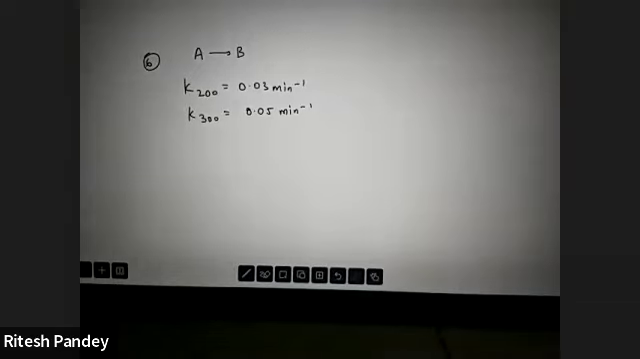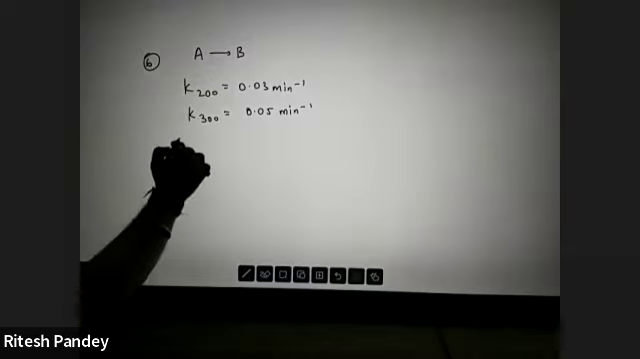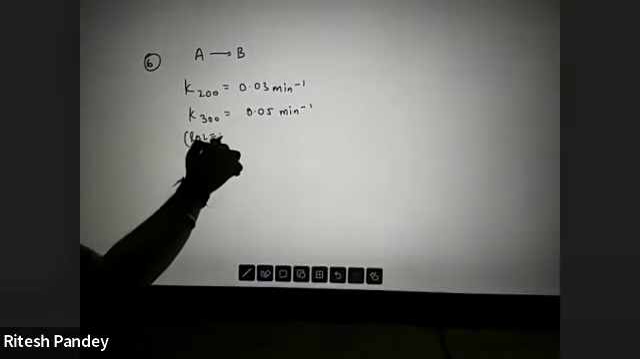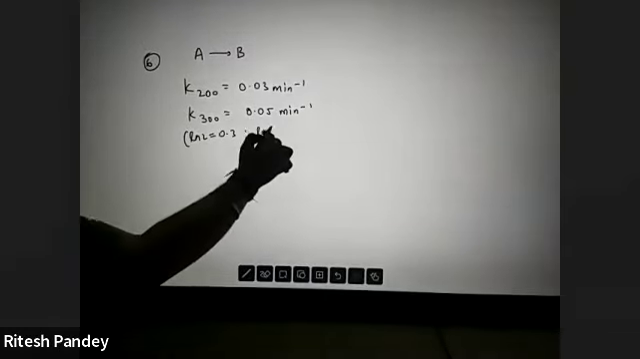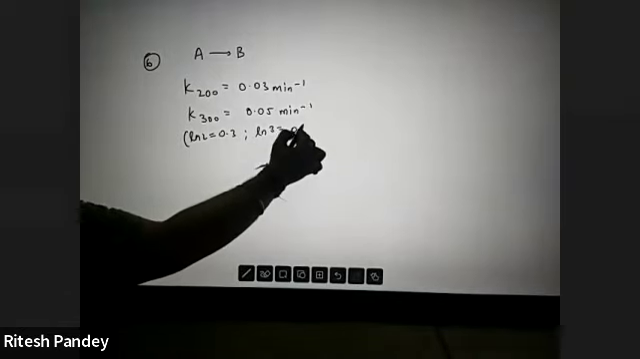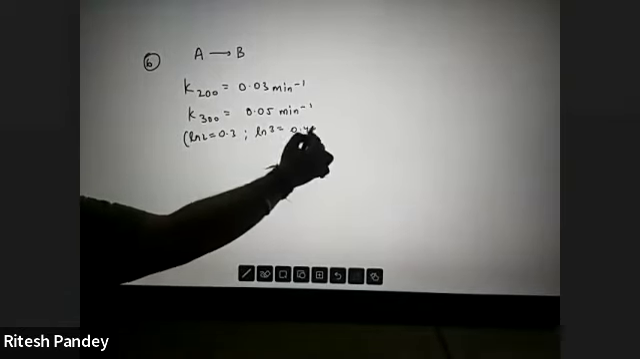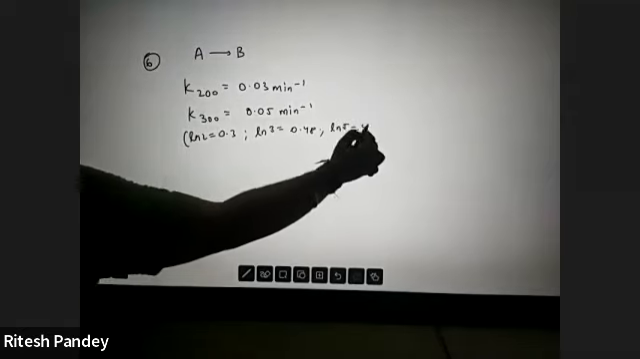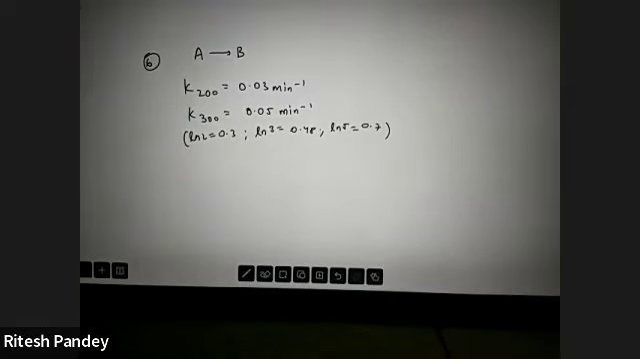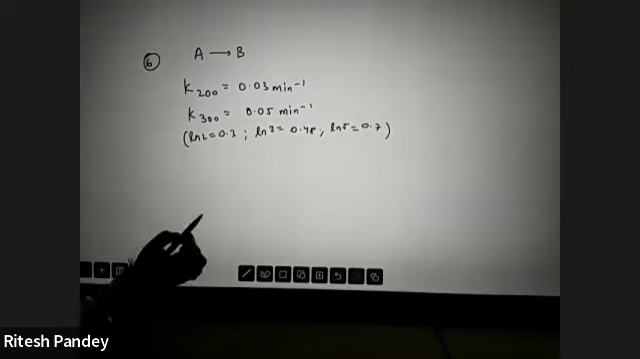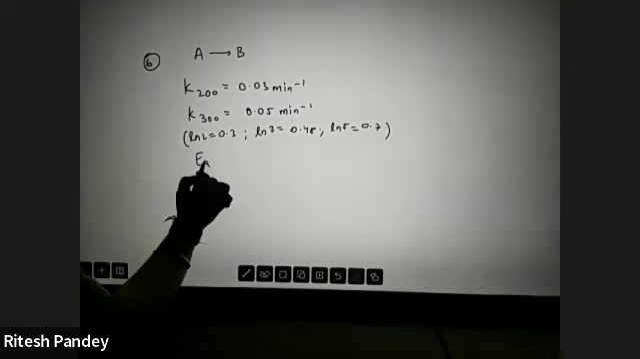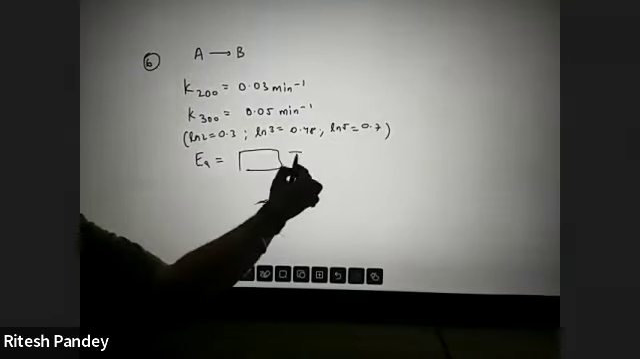कैलकुलेशन गंदा वाला लग रहा है। log 5 दिया है, log 3 दिया है, log 2 दिया है। log 2 दिया है 0.3, log 3 दिया है 0.48, और log 5 दिया है 0.7. निकालना है क्या है एक्टिवेशन एनर्जी इन जूल्स। You have to find activation energy in joules.